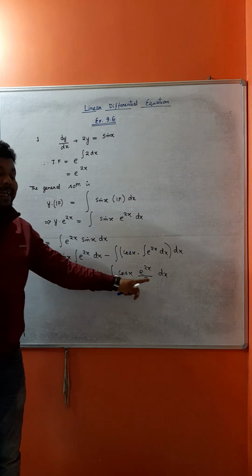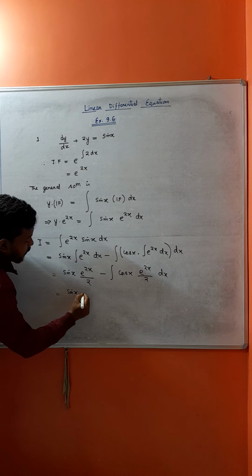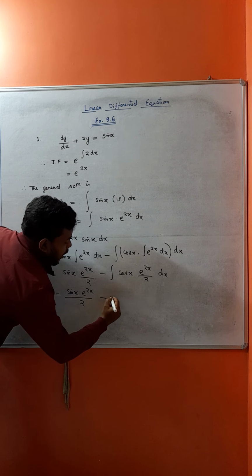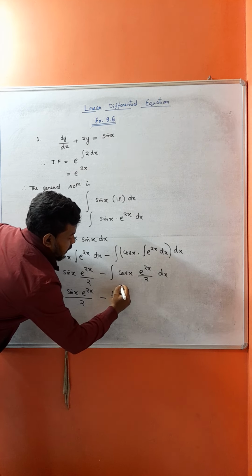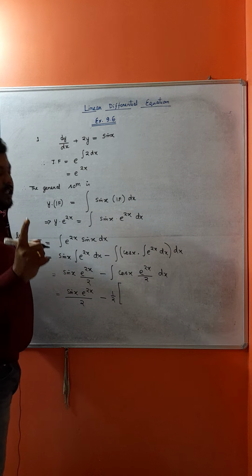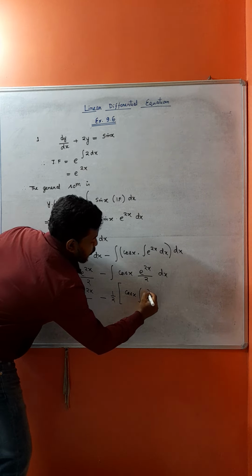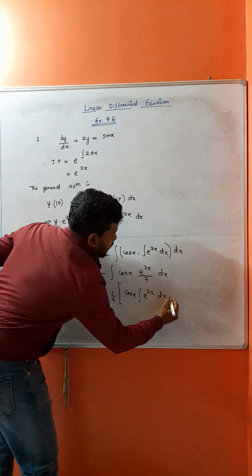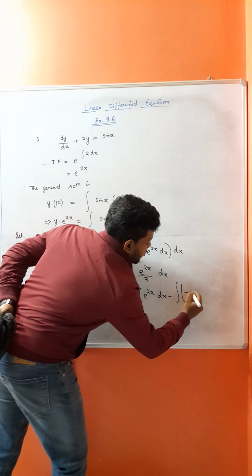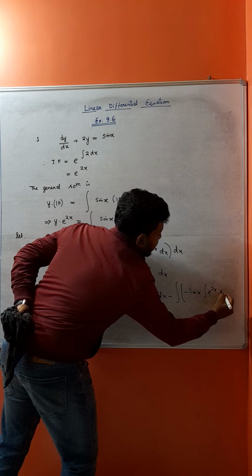Again we have to apply ILATE here. This is sin x into e to the power 2x by 2 minus half, which is a constant. Again apply by parts. Cos x is a trigonometric function, so it is the first function. So cos x into the integration of e to the power 2x. Differentiate cos x, minus sin x, e to the power 2x dx.